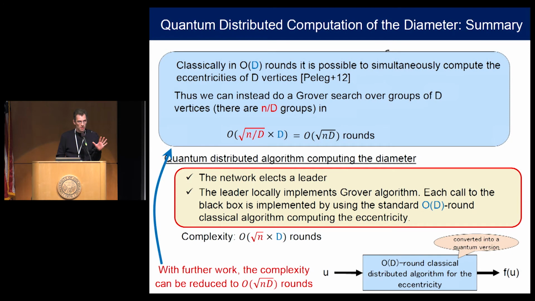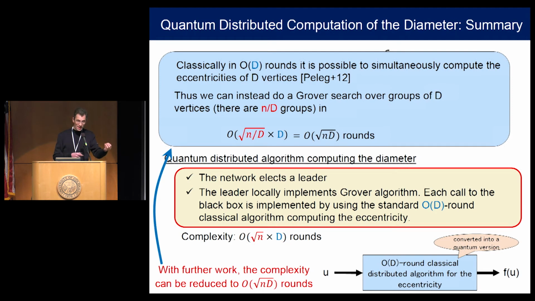It's a very simple algorithm. But there is a much more clever, fairly recent algorithm, that says that in D rounds, you can compute simultaneously the eccentricity of D vertices. So the idea will be to divide the set of vertices into groups of size D. So you will have n over D groups. And you will do a Grover search over these groups. So the number of iterations will be square root of n over D.